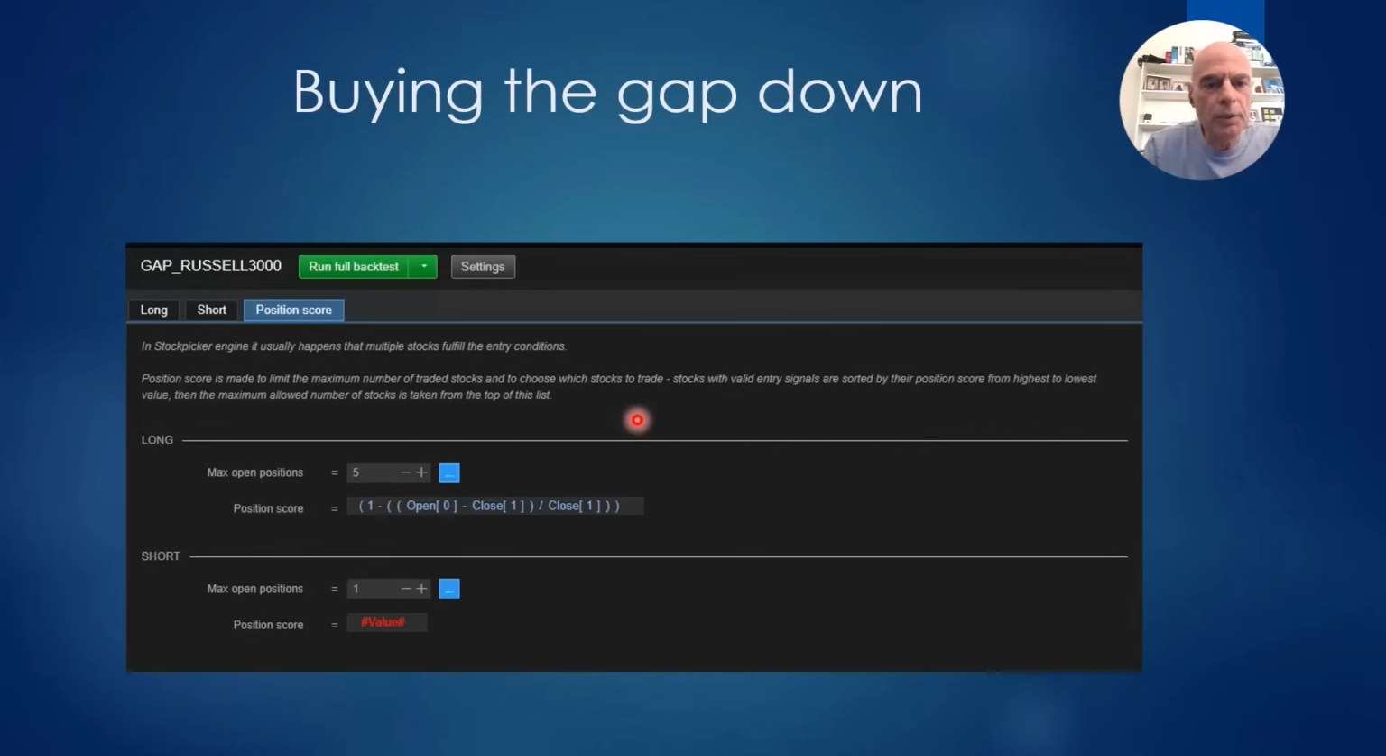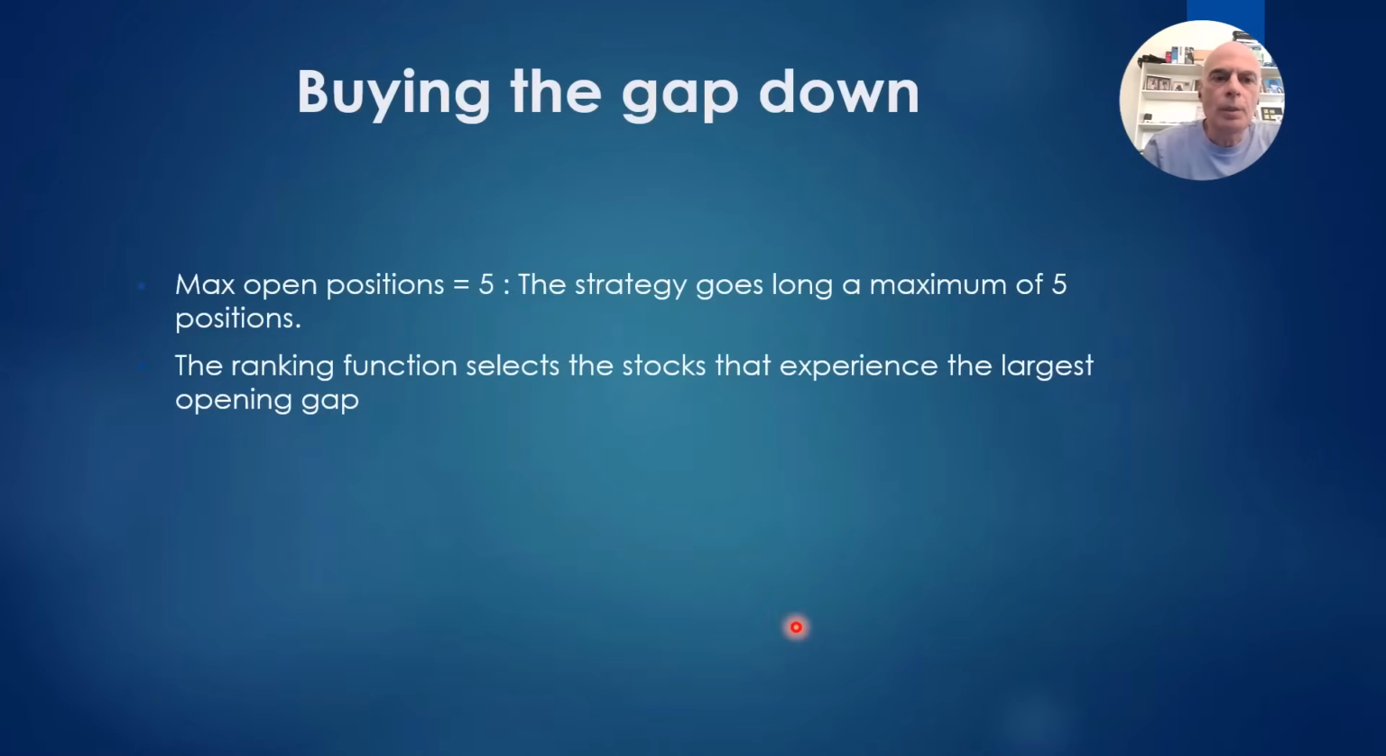And the ranking function ranks higher stocks that open down the most. So this expression gets maximized as the open is lower relative to yesterday's close. So this slide explains the previous slide.